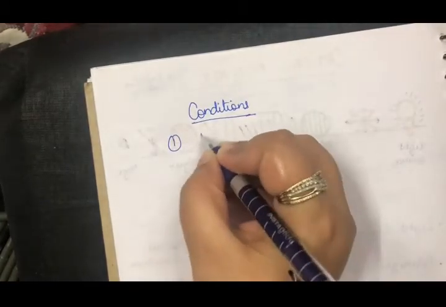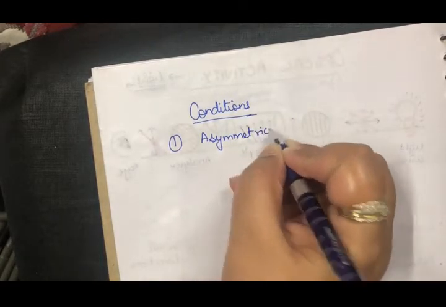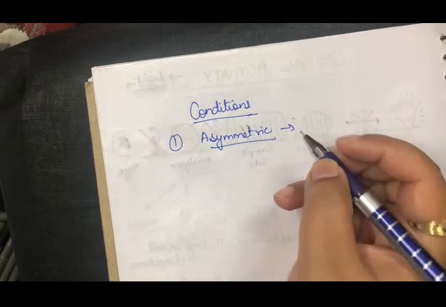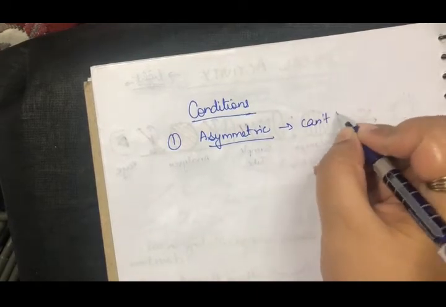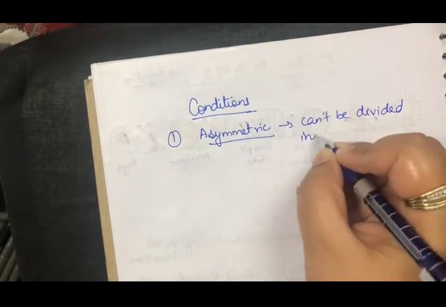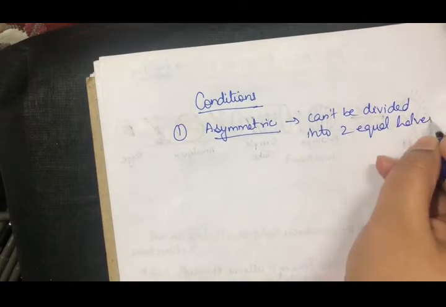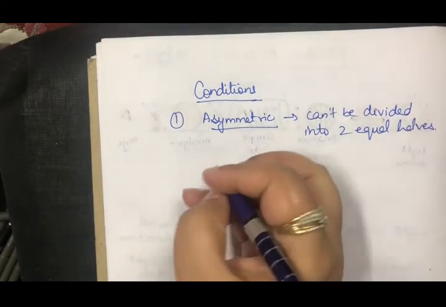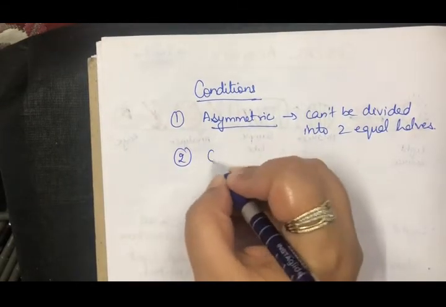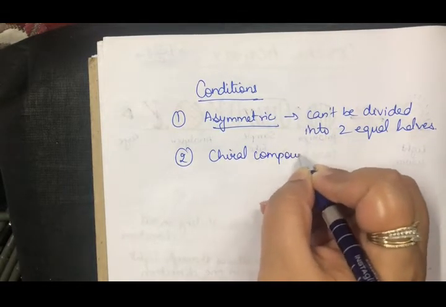The first condition is asymmetric compound. Asymmetric का क्या मतलब होता है, that it can't be divided into two equal halves. I'll discuss all these with examples very soon. And the second condition is a chiral compound. If a compound is chiral, we say that it is optically active.